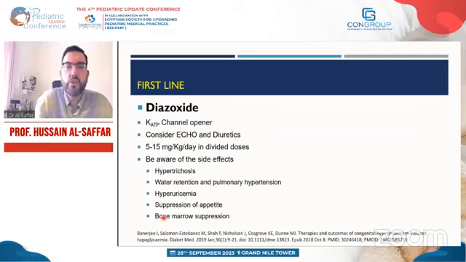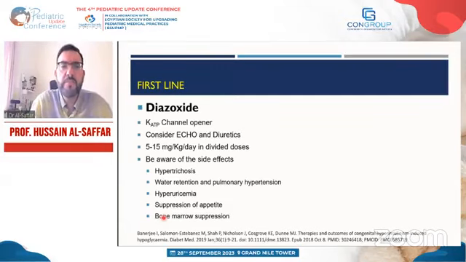We need to make sure that we have a baseline echocardiography to make sure this patient is not already having pulmonary hypertension or issues with ejection fraction of their heart, because diazoxide can lead to fluid retention. Therefore, by default, we usually give diuretics like chlorothiazide when we start the diazoxide.